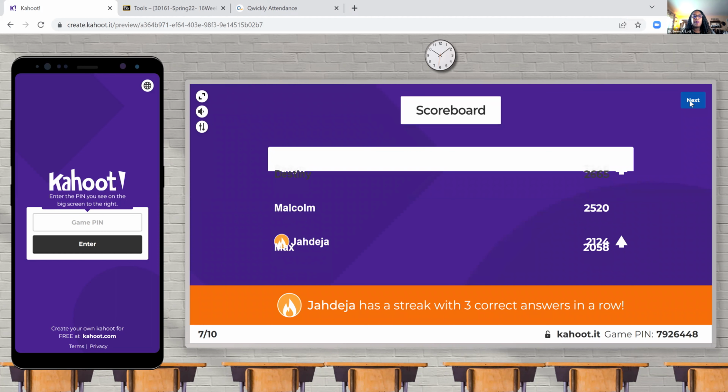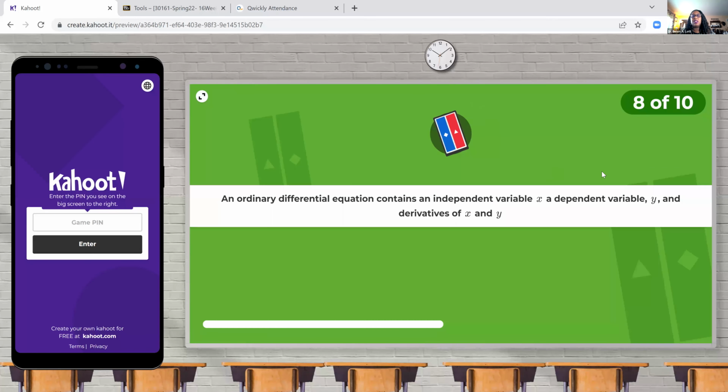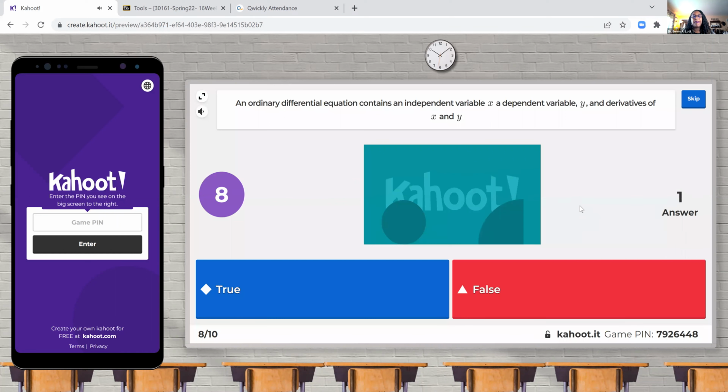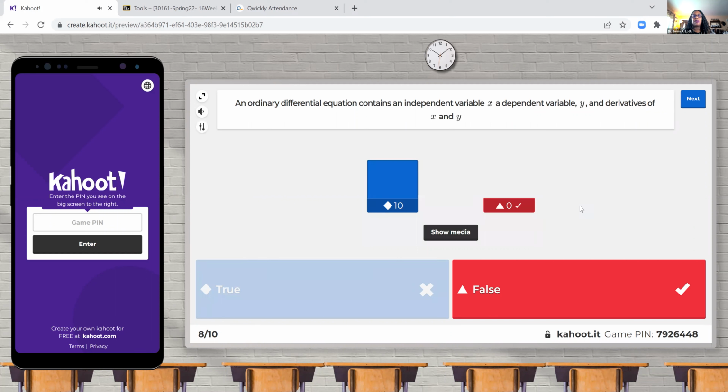True or false? An ordinary differential equation contains an independent variable x and a dependent variable y and derivatives of x and y. Oh my goodness. Whoa, okay. We need to go over that definition again.